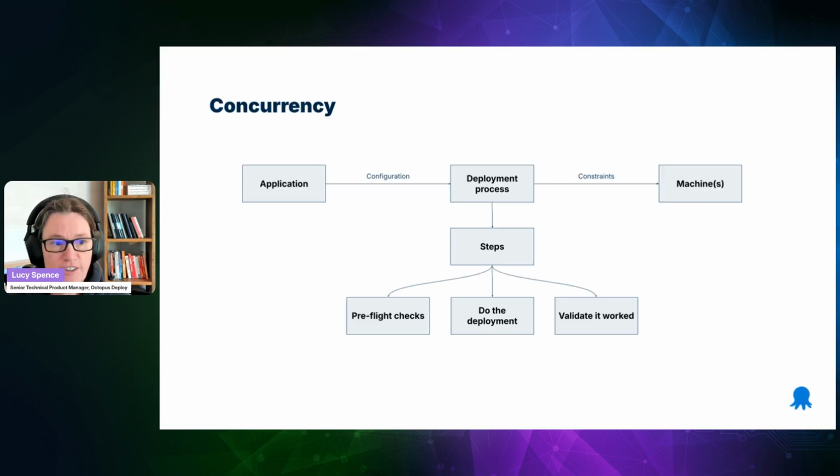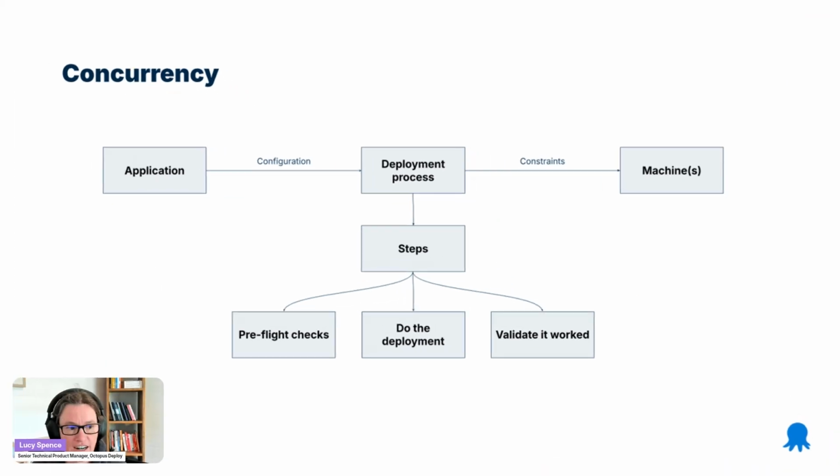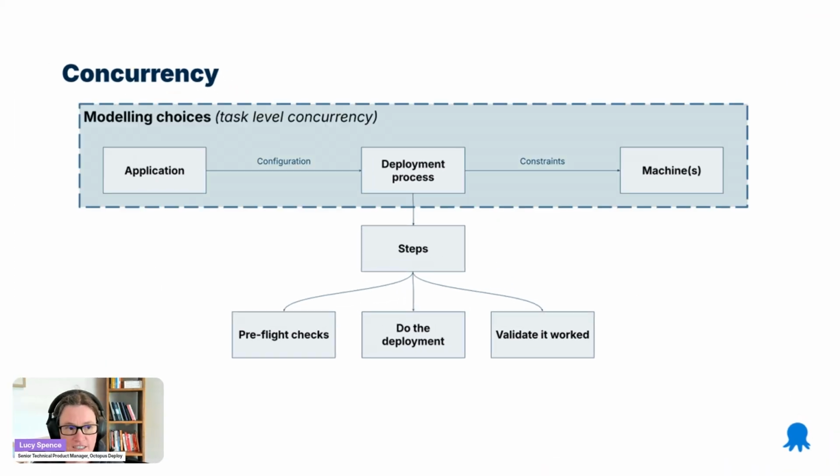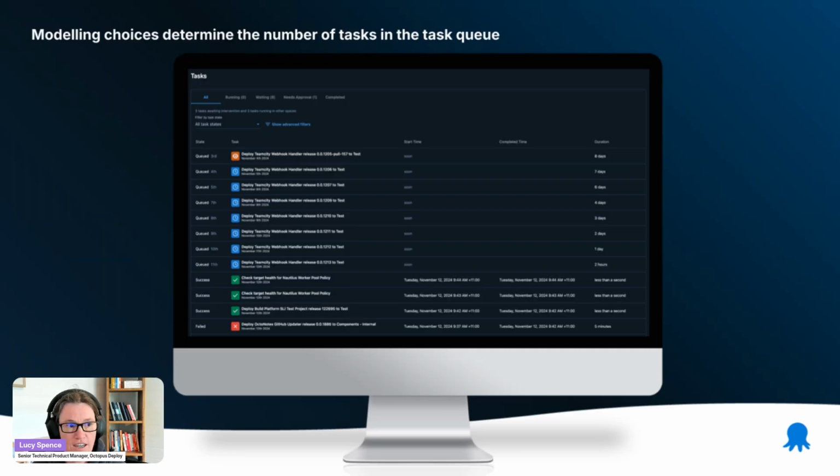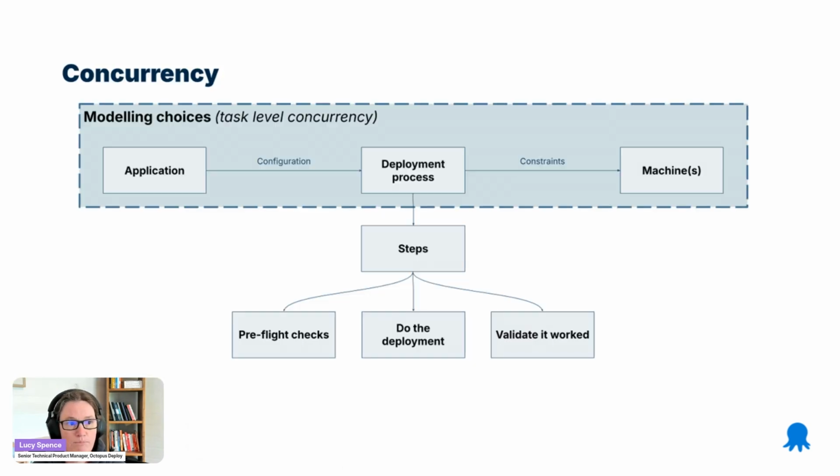Right, let's focus on concurrency. I talked about two different modes of concurrency. The first is really modeling choices. I'm going to talk about this as task level concurrency, because if you're familiar with Octopus Deploy, you will usually be familiar with the task list and the task queue, and this is where you see your deployments happening. And the level of concurrency you can achieve at this level is generally determined by some of those modeling choices, which are how you manage the relationship between your application and your machines and your deployment processes.